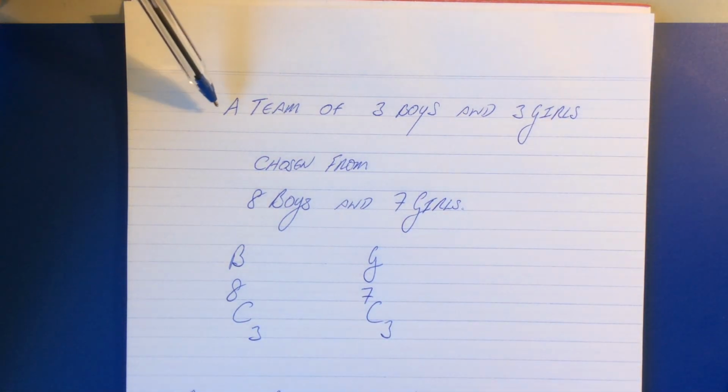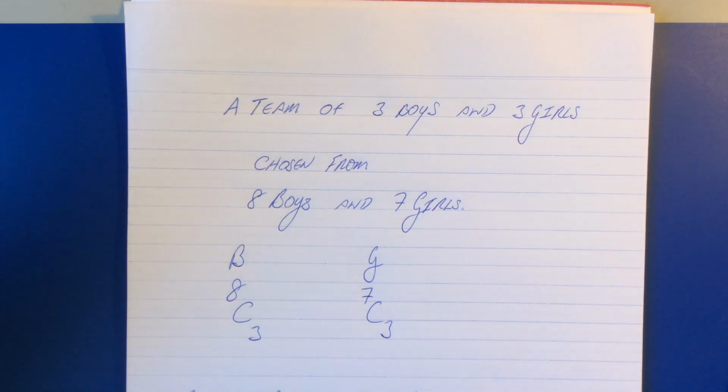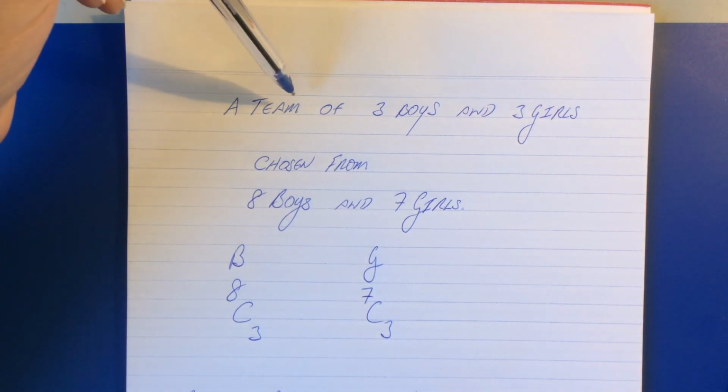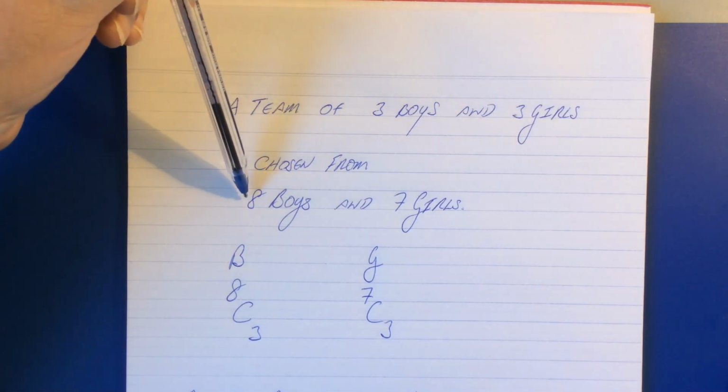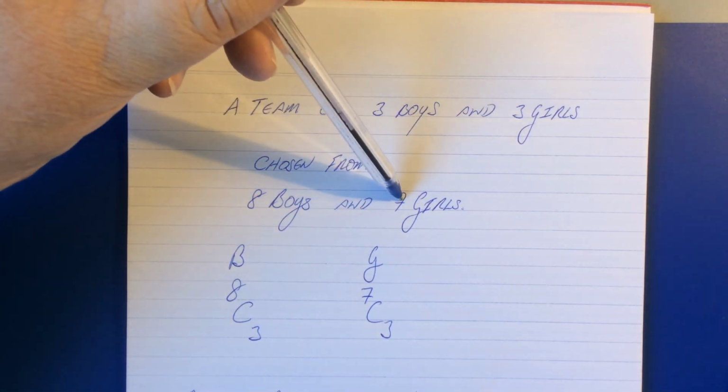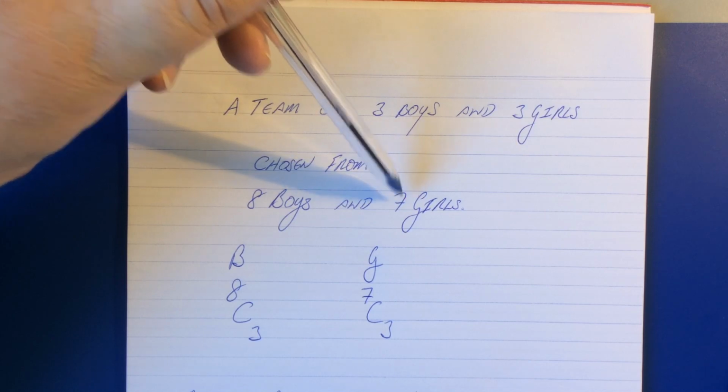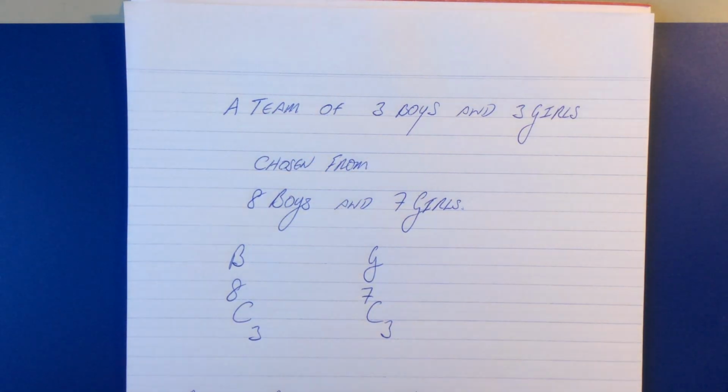Our job today is to choose teams, individual teams, I guess. How many teams can we choose of 3 boys and 3 girls from a group of 8 boys and 7 girls? Now, the first thing we need to do is just confirm that we're dealing with combinations, not permutations.